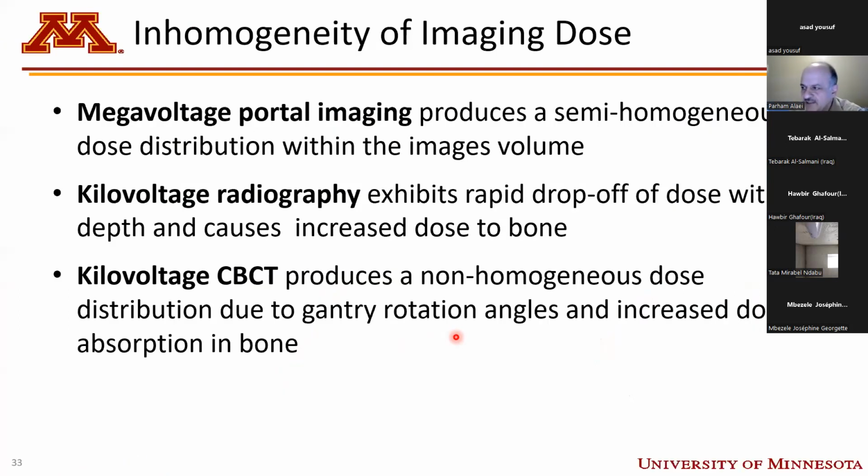And then next topic, inhomogeneity of imaging dose. The question was raised before, what are those doses for? And this may answer that question. The imaging dose is not homogeneous. Megavoltage portal imaging is kind of homogeneous. It's a semi-homogeneous dose distribution. Kilovoltage radiography, because of the rapid drop of the dose, is very inhomogeneous through the patient body. And kilovoltage cone beam, again, is non-homogeneous, depending on these gantry rotation angles, and there is increased dose absorption in the bone because of the photoelectric effect in that energy range.